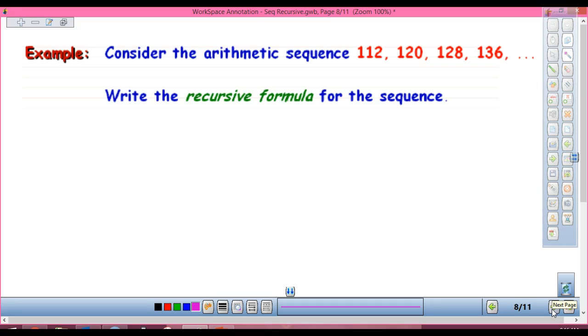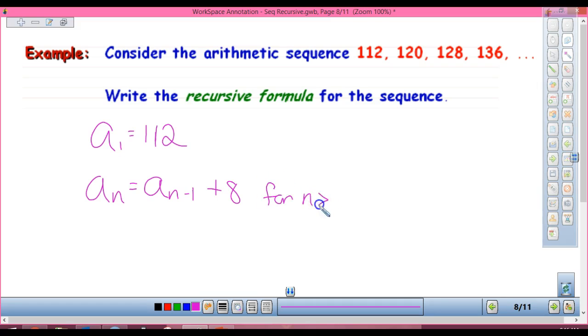All right, this one. We need a formula. So, A sub 1 equals 112. And then you write A sub n equals A sub n minus 1. What are they doing? Plus 8. And what do I have to write after it? For n is greater than 1. So the only thing that you change every time is this number and this number. Everything else stays exactly the same. Kind of easy, huh?